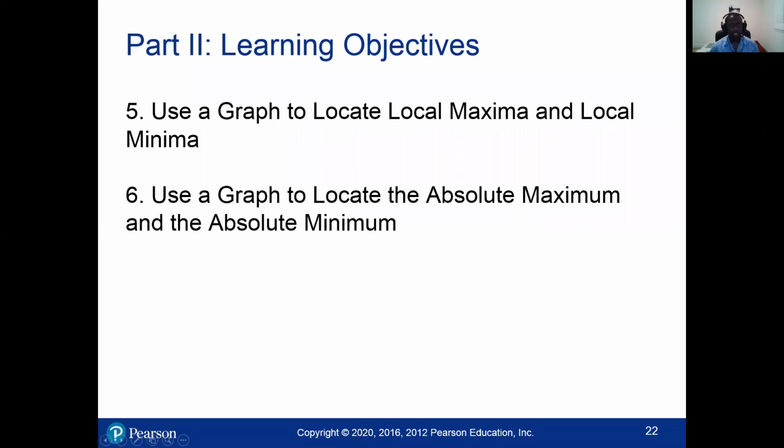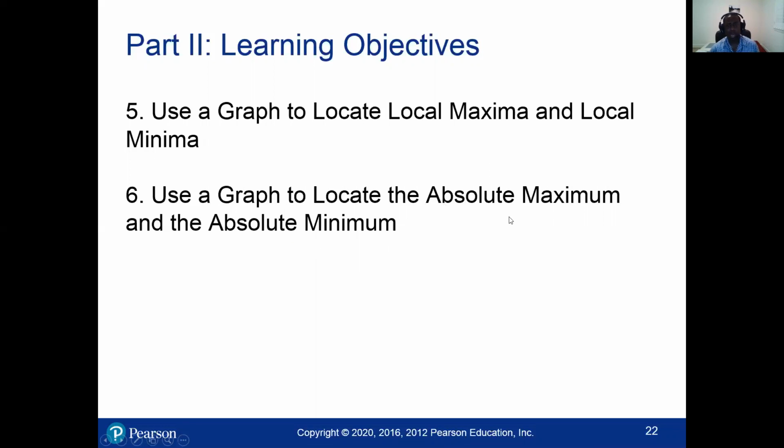Hello, class. This is the second part of the section 2.3 video. And the learning objectives, remember, this will cover the last two. That is, we use a graph to locate local maxima or local minimum values, and also we talk about the absolute maximum and absolute minimum.